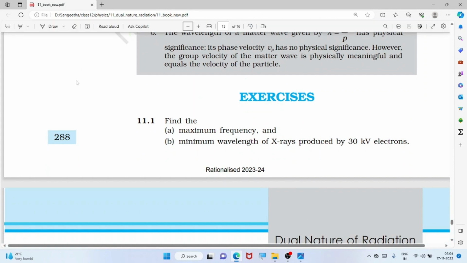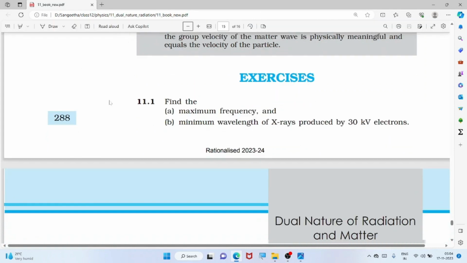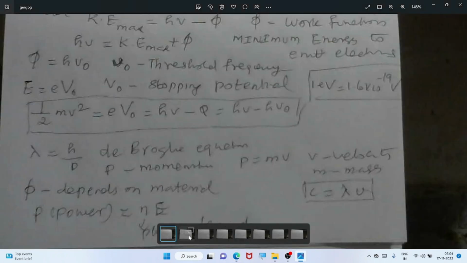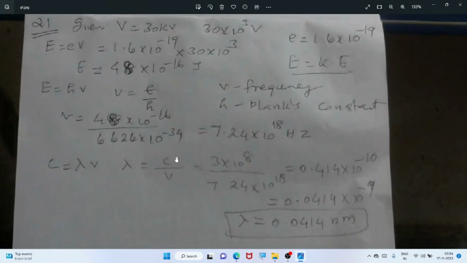Okay, we will go through the exercise problem. Find the maximum frequency and the minimum wavelength of the X-rays. So this is the kilovolt of the electron that is given. This is the potential of the electrons. So this is given as 30 kilovolts, 30 into 10 power 3 volts.